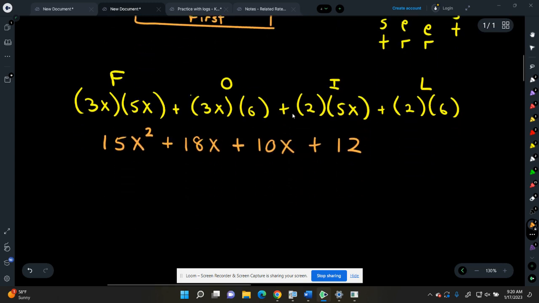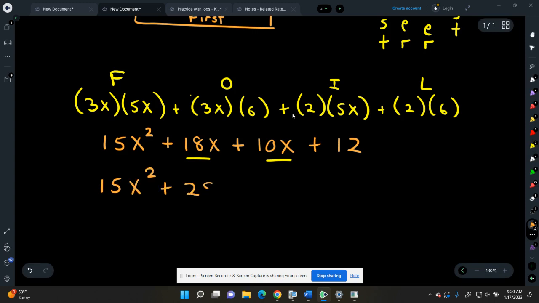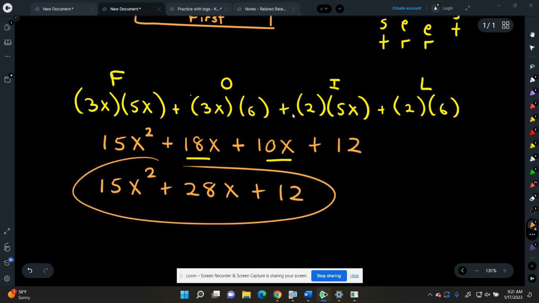Okay, now I notice that there are some like terms here. So what do we do? Combine them, good. So we have 15x squared plus 28x plus 12. We're done. Okay.